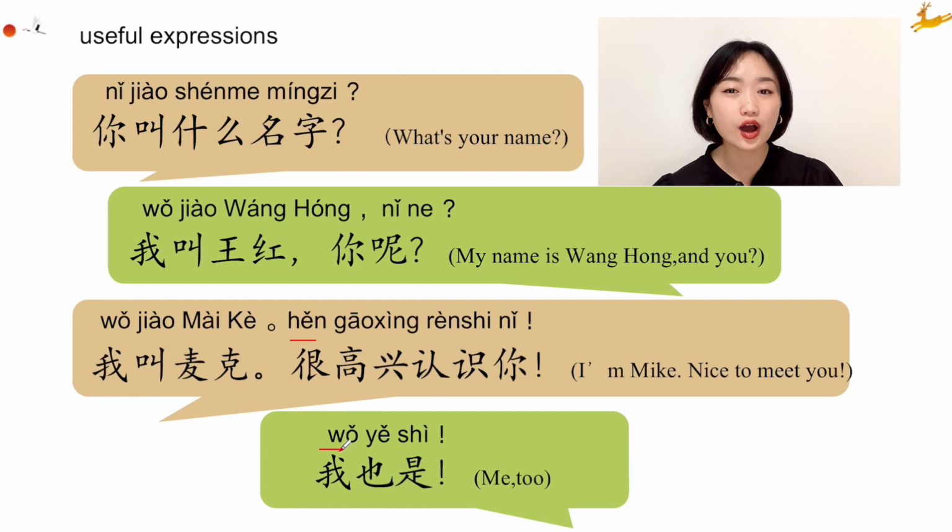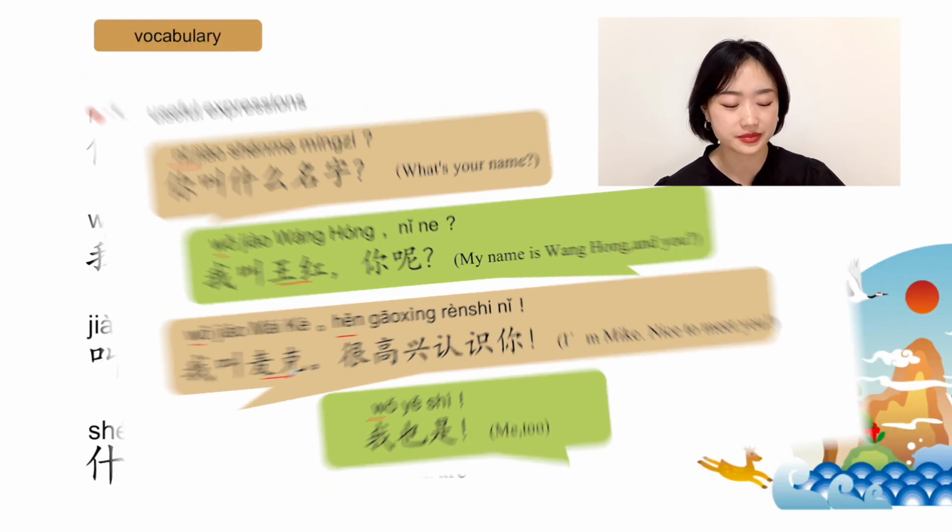Okay. Now, read after me the whole dialogue. 你叫什么名字？我叫王红。你呢？我叫麦克。很高兴认识你。我也是。You may notice that Wang Hong and Mai Ke are actually names that I thought of. You can replace them with your own names.